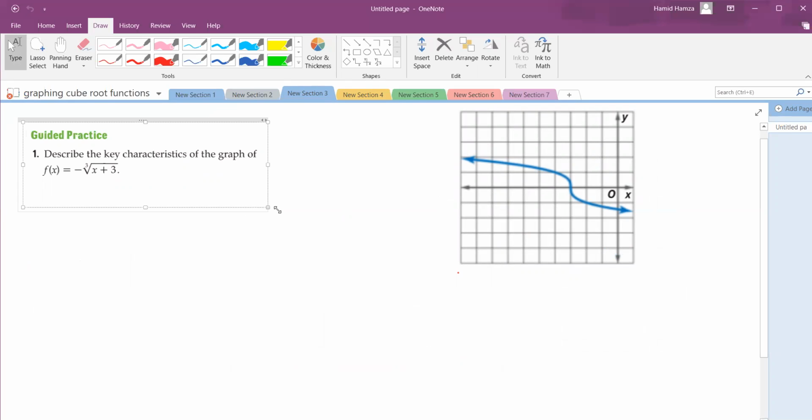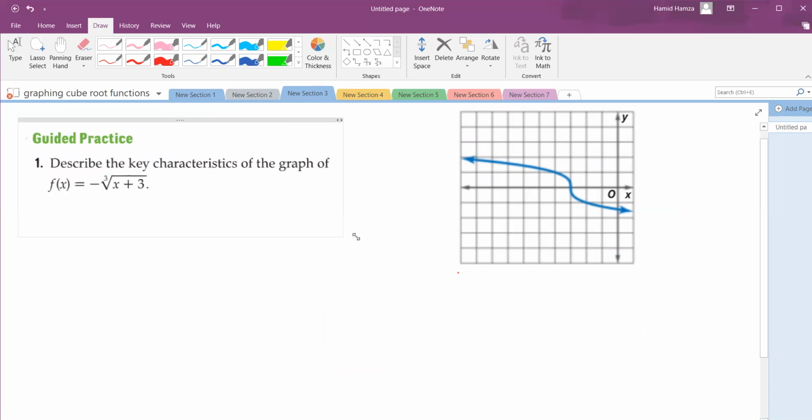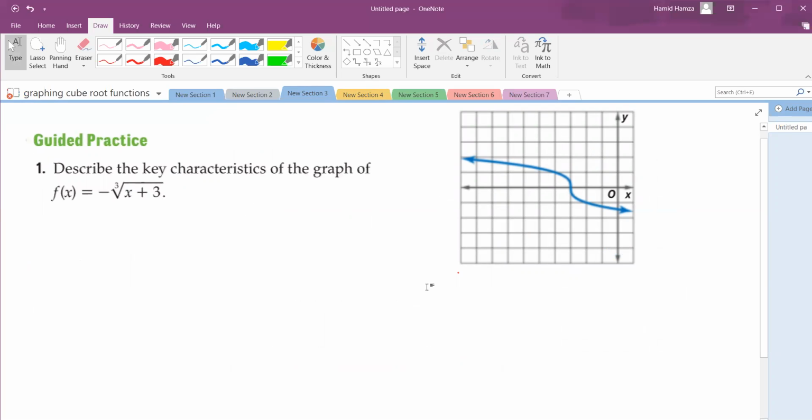Also, we wanted to describe this and see what happened. We wanted to describe the characteristics of the graph. So we wanted to find the domain, range, inflection point, and end behavior. Okay, so let's start. The domain is constant, guys: negative infinity to infinity. Range also negative infinity to infinity.